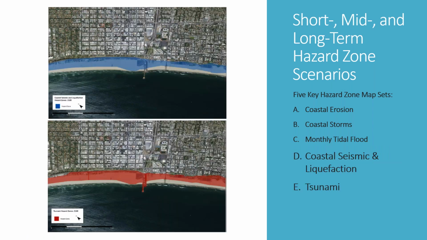And the last two maps, D and E, define the coastal seismic and liquefaction hazards and the tsunami hazard zones. Of note, on the bottom image is that downtown Santa Monica is actually up on the top of a bluff, and so the tsunami zone stops abruptly where it hits that bluff.